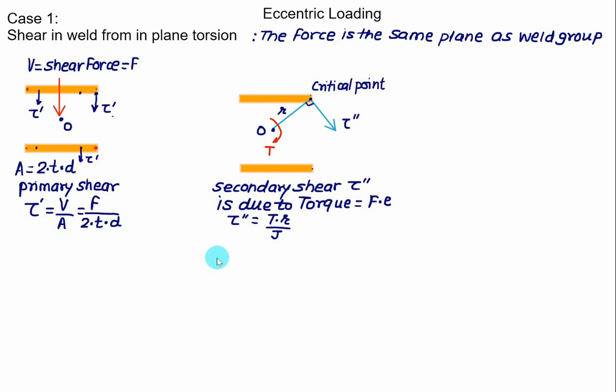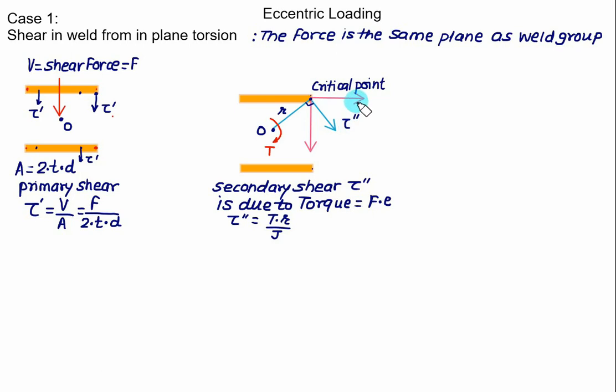So we'll continue our discussion for this type of weld group, to resolve the value of tau prime into two components, one horizontal and one vertical. In this case tau prime is equal to torque, which is F into E, multiplied by R divided by J. How to calculate the value of J? We already know it. So we'll resolve this tau into two components.